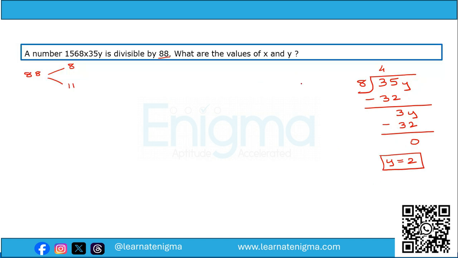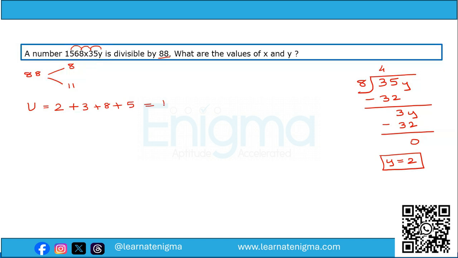Now coming to the value of x. The divisibility test of 11 is that we first add alternate digits, starting with the units digit. The units digit is y, that is 2. So starting with 2, we add the alternate digits: 2 plus 3 plus 8 plus 5.